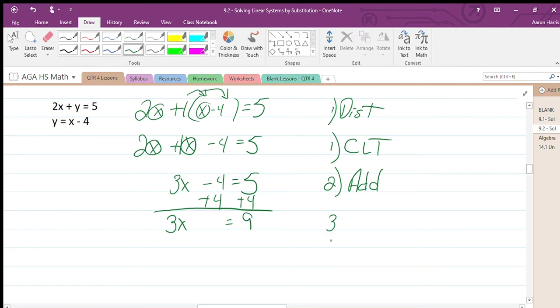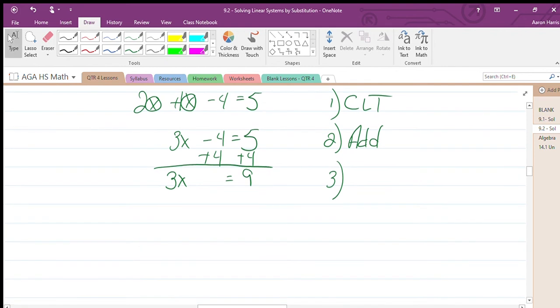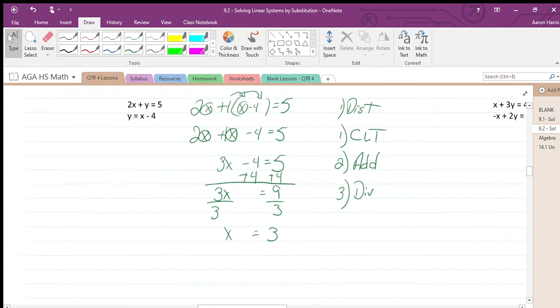So what's step 3? Step 3 says remove multiplication and division from where? Near your variable. So I am going to divide. That's the inverse of this multiplication. So there we go. What I do to one side, I must do to the other. I get x is equal to 3. I know what x is equal to.